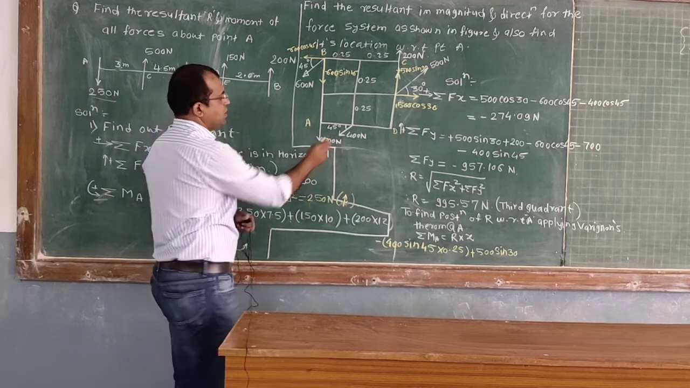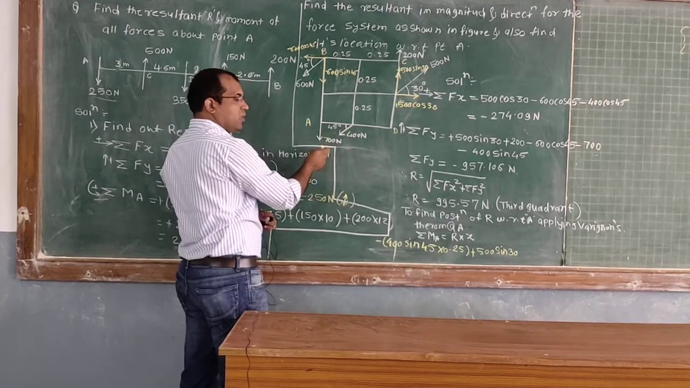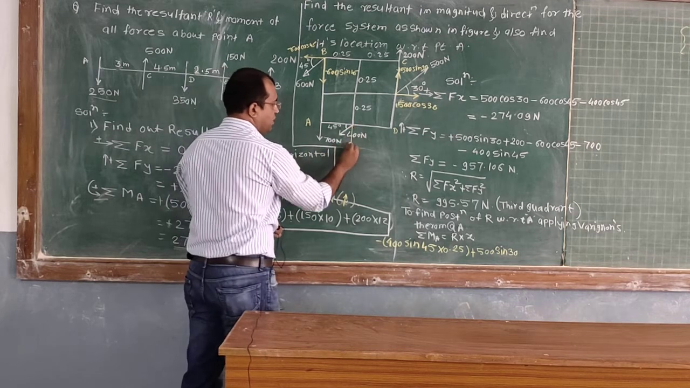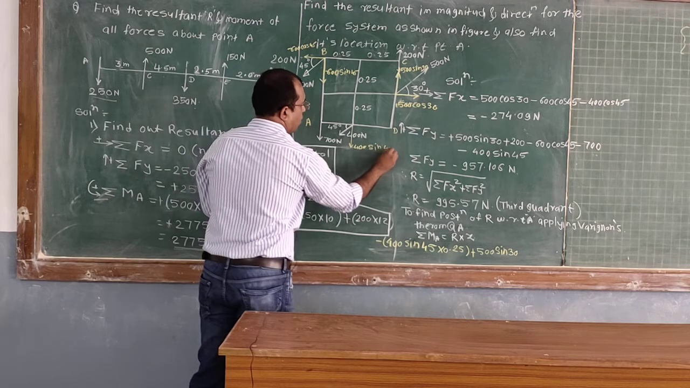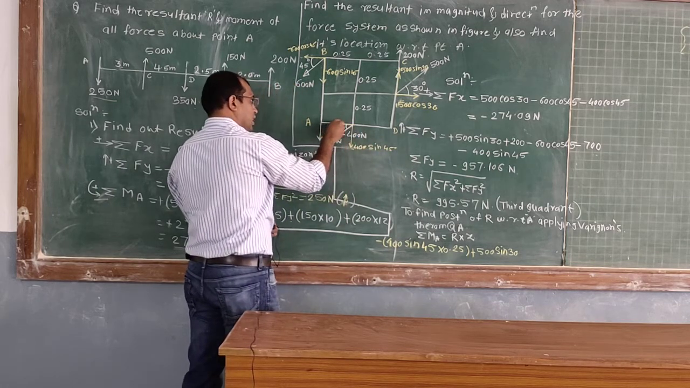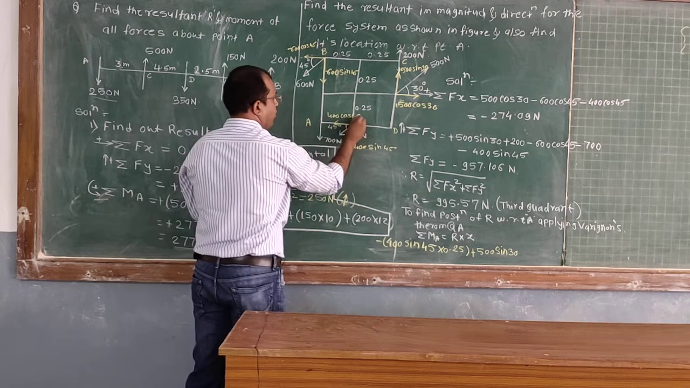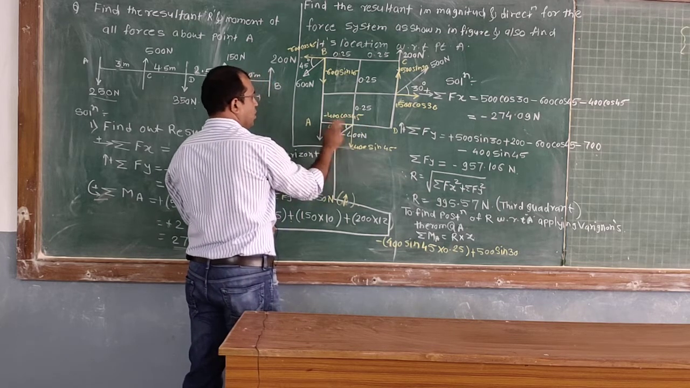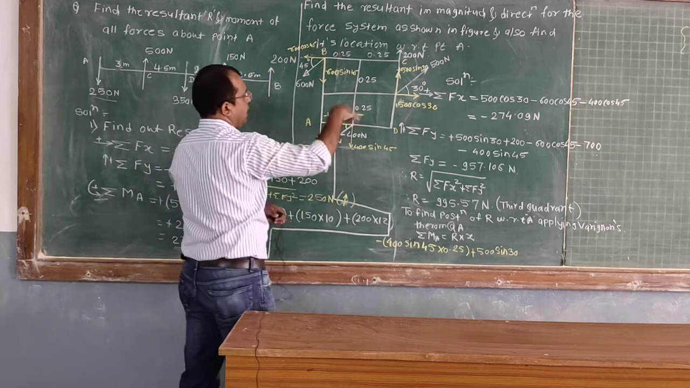So another force is there. This force 400 Newton. It is again in 3rd quadrant. So its vertical component is negative. That is 400 sin of 45. It's minus. Then this component, horizontal component, is 400 cos of 45. It is again minus because it is again in 3rd quadrant. So we have resolved all the inclined forces.